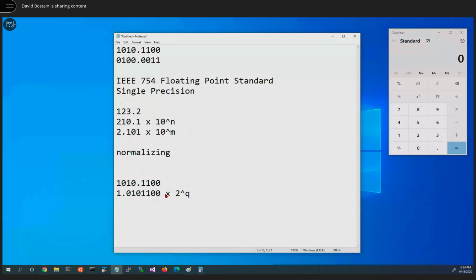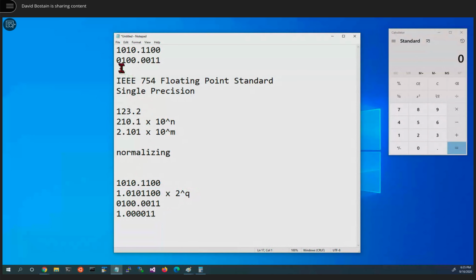Let's put a Q there. I have to raise 2 to that power in order to get this back to the original value that I was dealing with. And if I could also make sure my final answer always comes up this way, everything can be consistent in the hardware in terms of dealing with it. So the second number, which is actually 0100.0011, to be normalized would look like that. And we would probably throw that 0 away because it's not important.